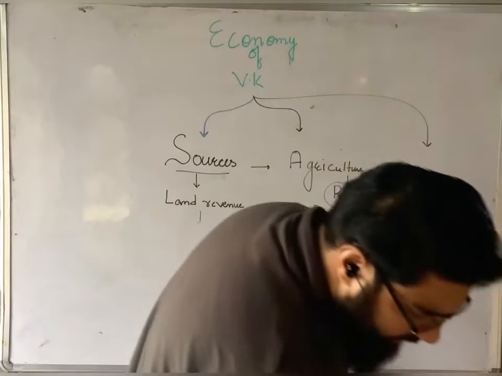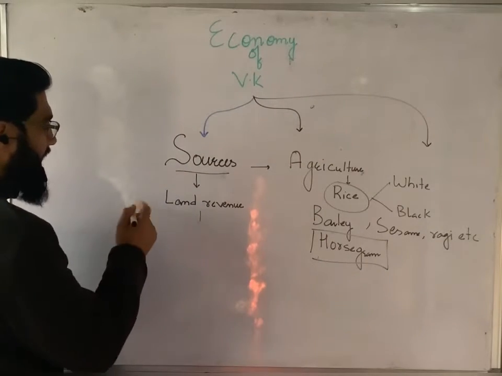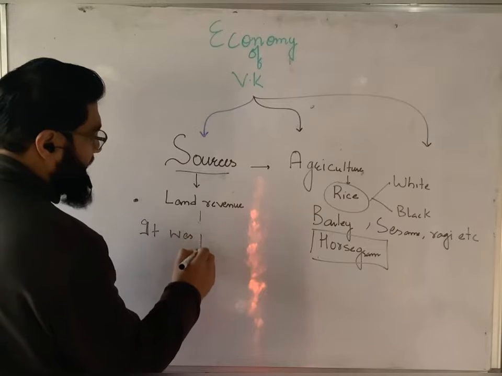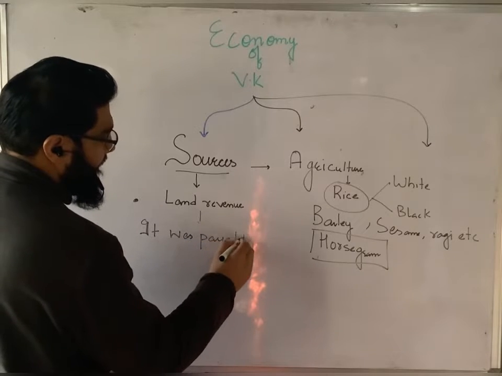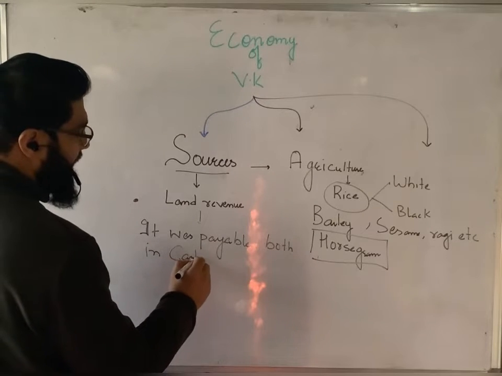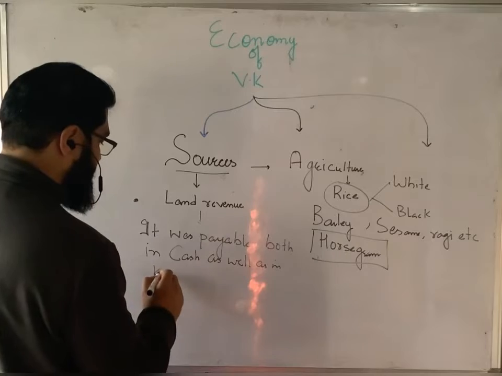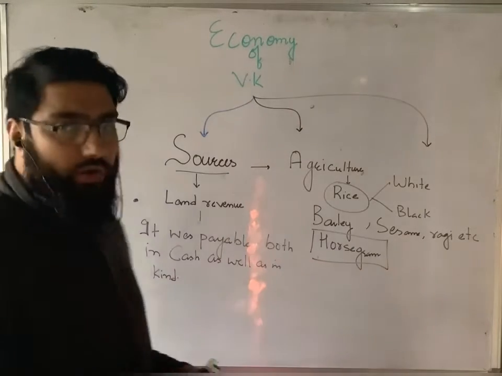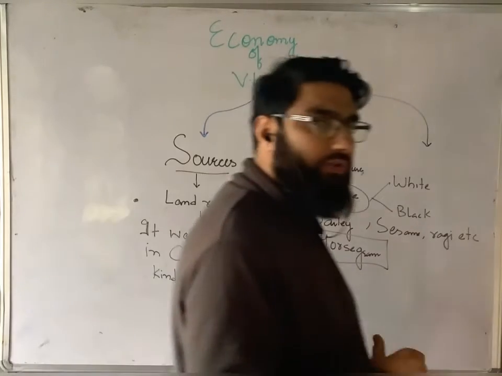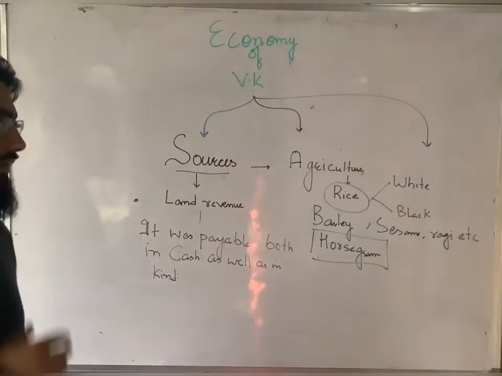Then another question that can be asked here from land revenue: it was payable both in cash as well as in kind. Here you will also have to add information. The land revenue was not only paid in kind and not only paid in cash; rather we had a choice to pay. It can be paid both in kind as well as in cash.